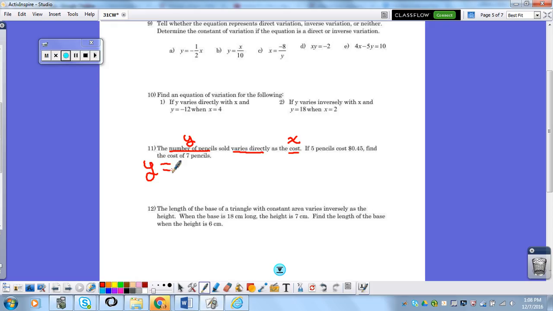So y varies directly as cost. Now we have, if 5 pencils cost 45 cents, find the cost of 7 pencils. So pencils is y, cost is x, 7 is y. So you got to figure out what those numbers mean. Then you're going to plug them in. So in place of y, you use 5 is equal to k, and your x is 45, because that's how much they cost. Now we need to find k.